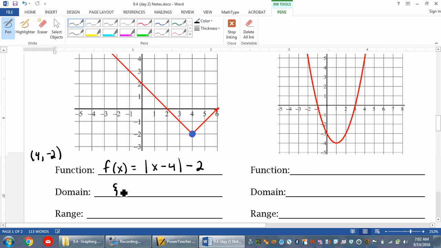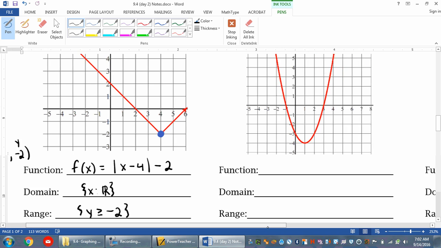The domain, like always, is all the numbers. And my range, under the y coordinate is negative 2, that's the number that we're going to be working with, and it opens up, so it's going to be greater than or equal to negative 2. Now look at number 5.